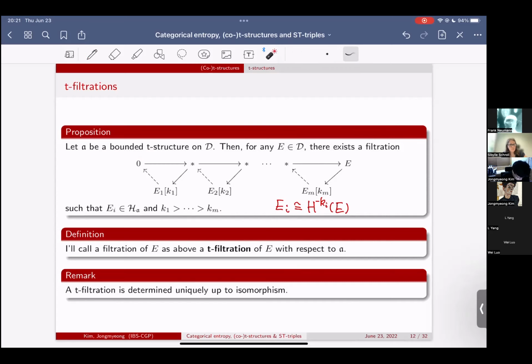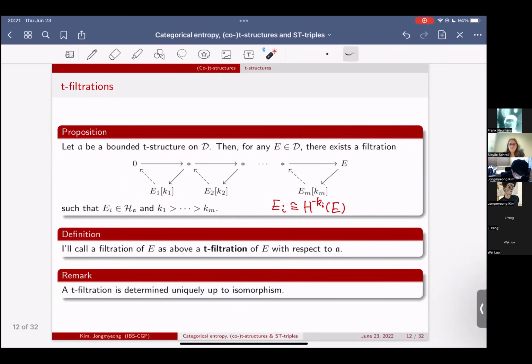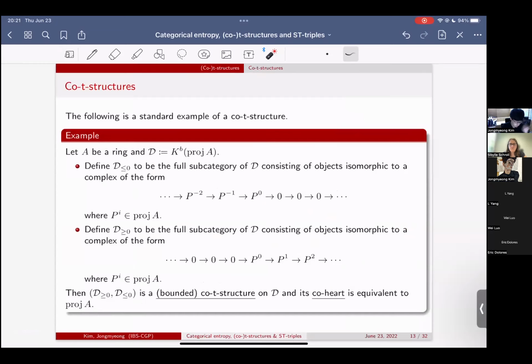And actually, I don't know a standard name for a filtration of this form. So let me call a filtration of this form a t-filtration of E with respect to the t-structure A. As I said, a t-filtration is determined uniquely up to isomorphism. And co-t-structures can be defined similarly.